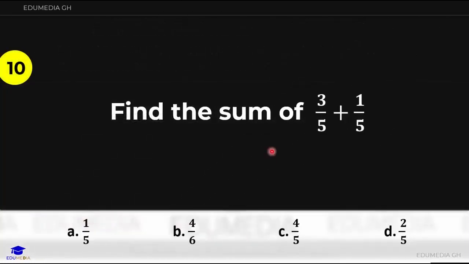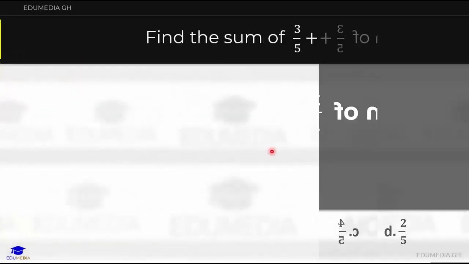Question number 10. Find the sum of 3 over 5 plus 1 over 5. This is an easy question. So we'll go ahead and solve this. 3 over 5 plus 1 over 5. Since they all have the same denominator, we shouldn't have any difficulty in solving this. They have the same denominator. Therefore, it means that the denominator will be maintained, and then the numerators will be added, that's 3 plus 1.